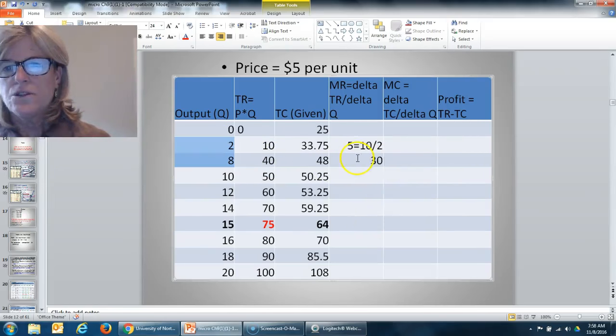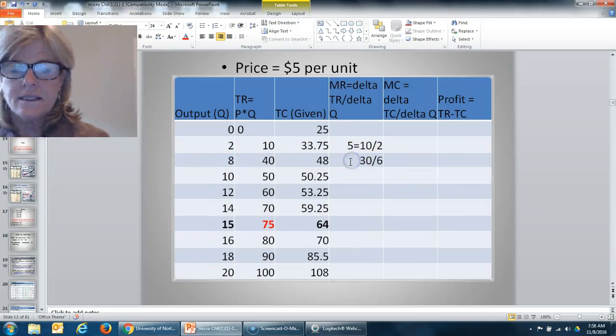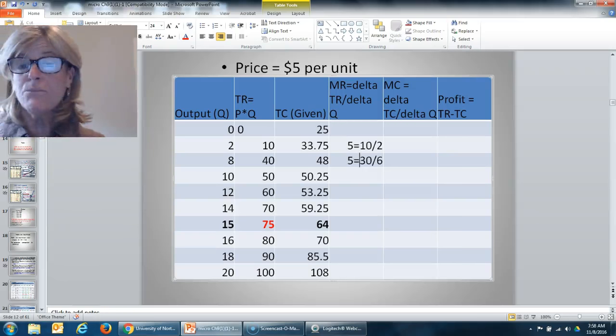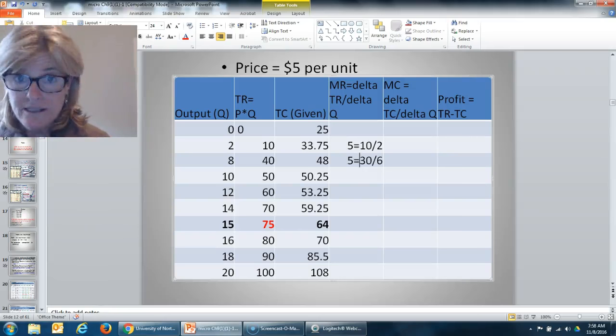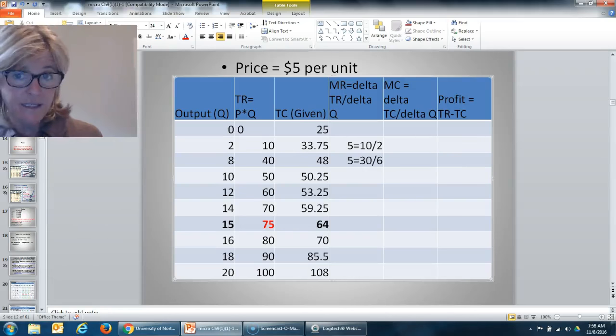So the change in output will be 6. 30 divided by 6 will be equal to 5. Marginal revenue in Chapter 9 is equal to market price. Does everybody see how we got that?